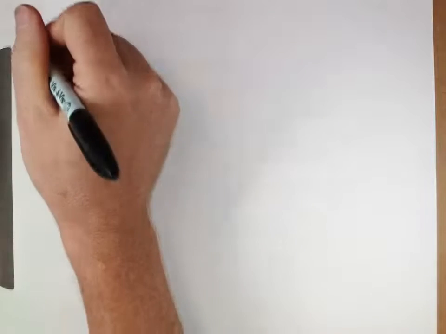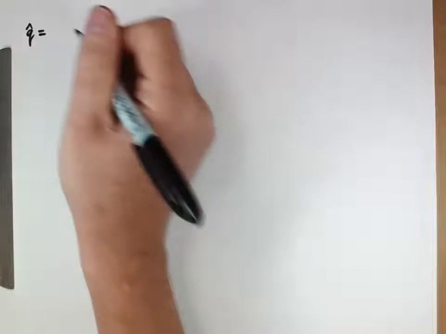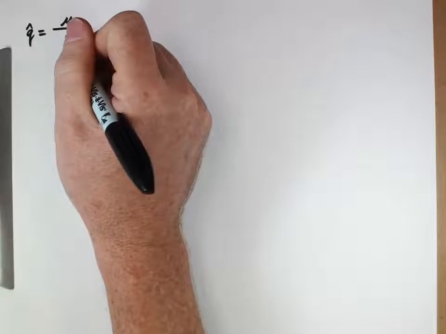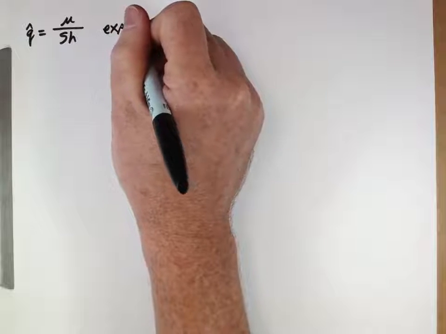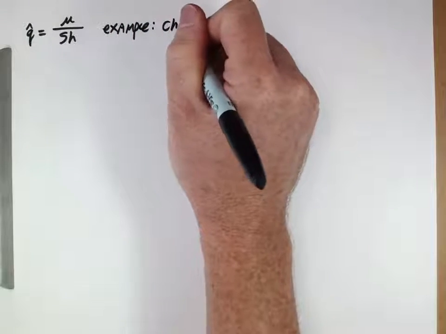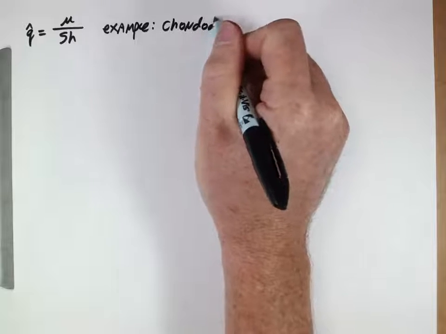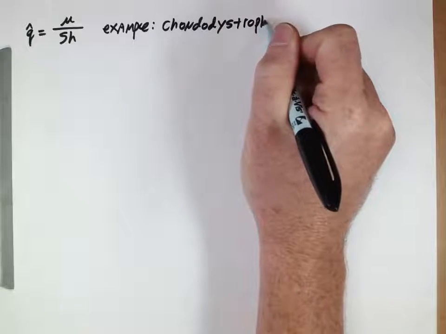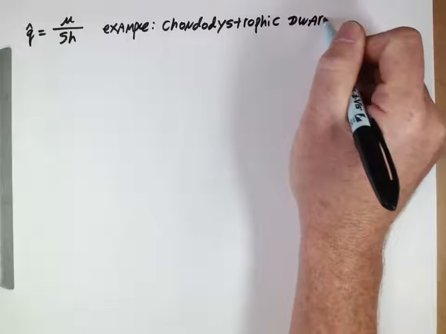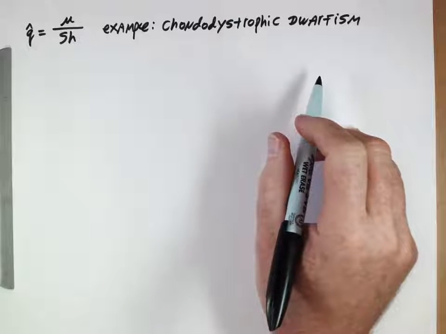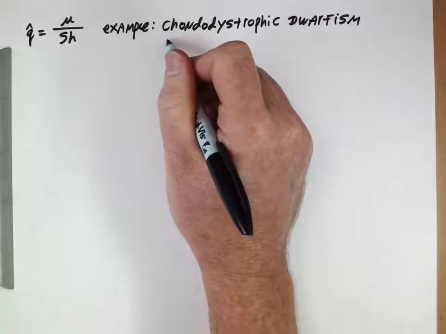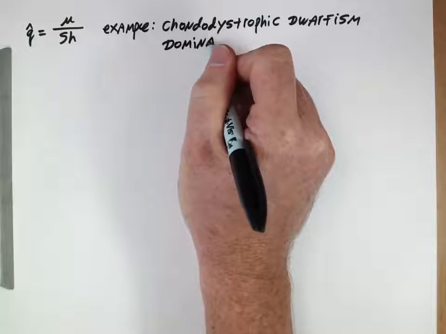So let's look at an example of an application of the equation we just derived. To recall, we derived the equilibrium frequency for a deleterious allele as being the mutation rate divided by sh. The example we'll be looking at is for a genetic disorder called chondrodystrophic dwarfism. This is one of the forms of dwarfism where long bones don't develop properly. Chondrodystrophic dwarfism is a dominant genetic disorder.